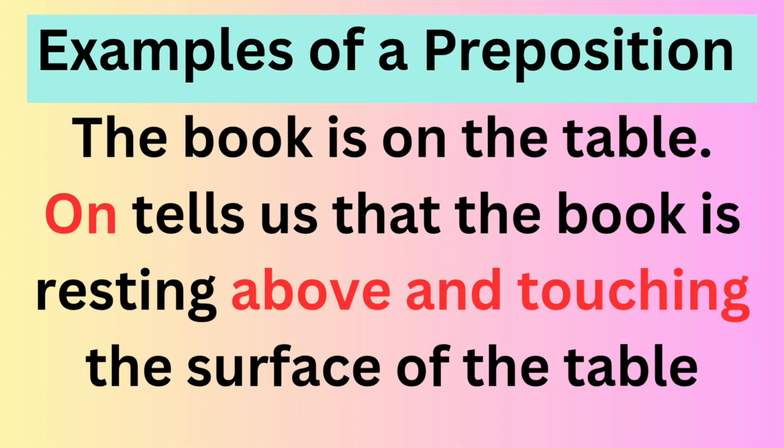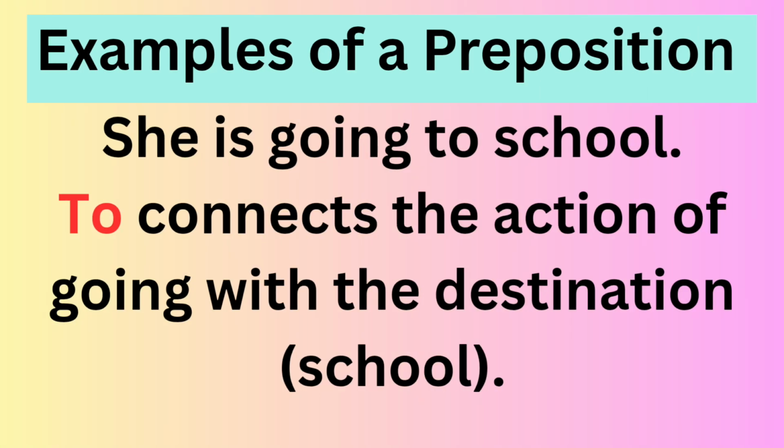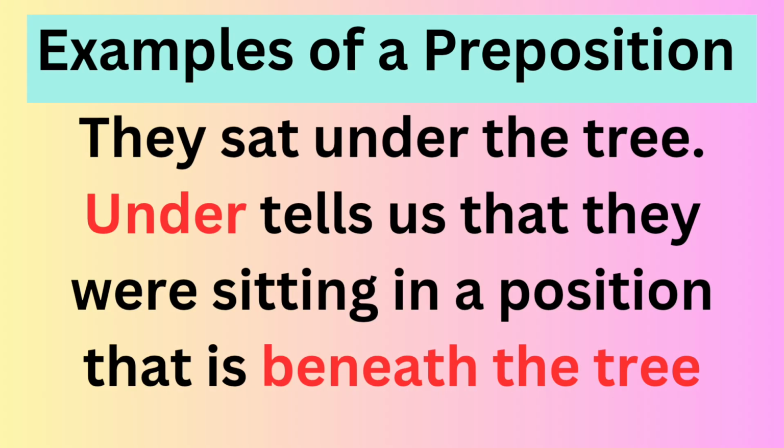Examples of preposition. The book is on the table. On tells us that the book is resting above and touching the surface of the table. She is going to school. To connects the action of going with the destination school. They sat under the tree. Under tells us that they were sitting in a position that is beneath the tree.